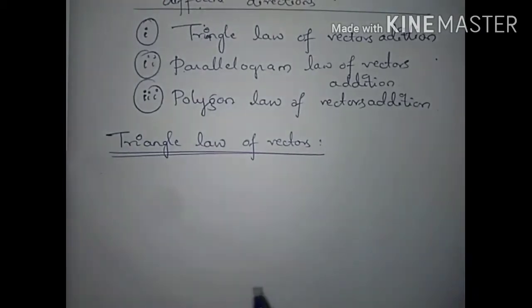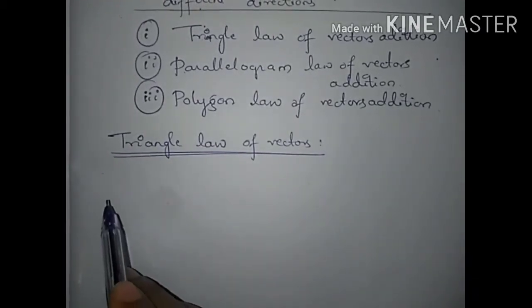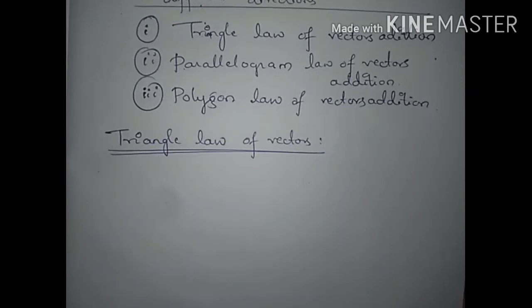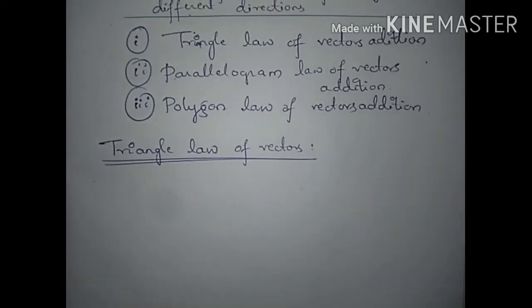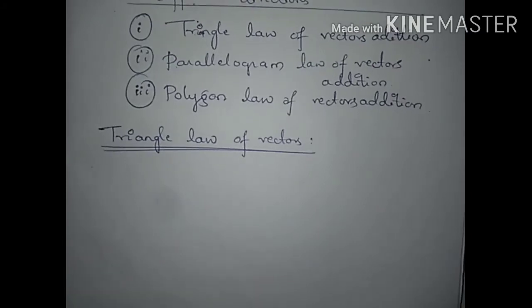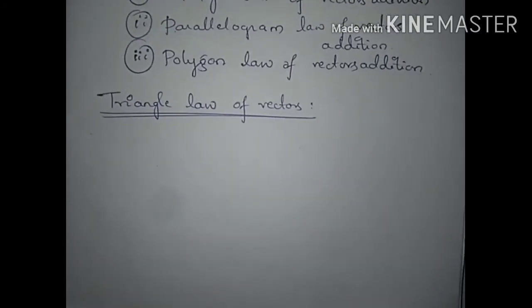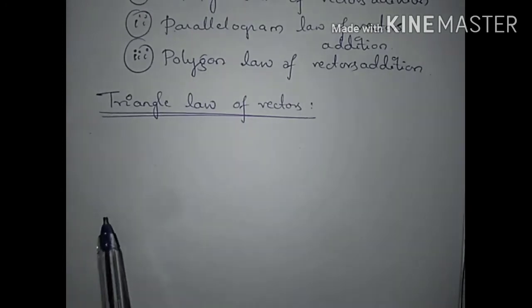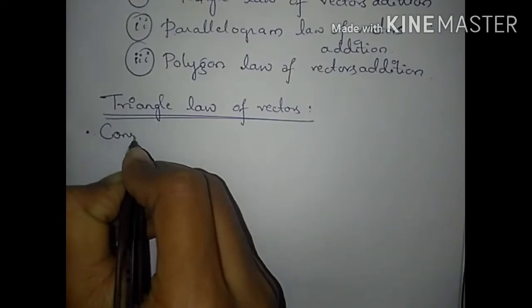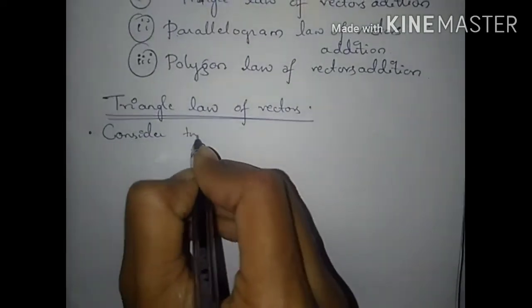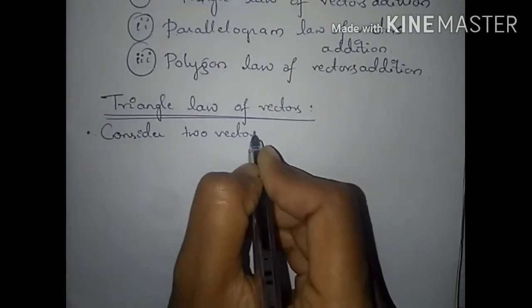So the name itself says there will be a triangle. So using the triangle, we will try to define how we add two vectors. Now to get the triangle law of vectors, we have to consider two vectors. So consider two vectors A and B.